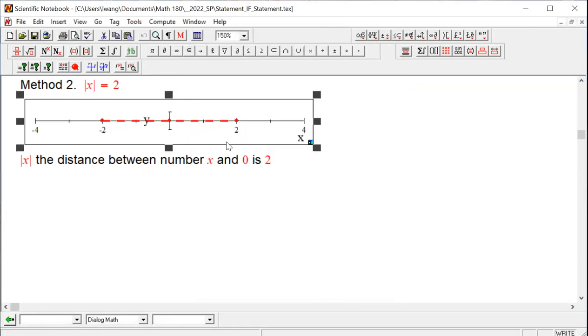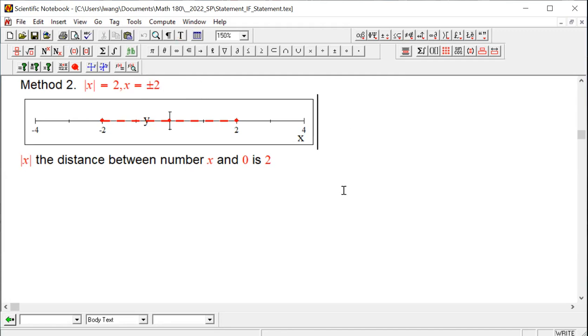Right there. So that's our solution, because the distance between 2 and 0 is 2. The distance between -2 and 0 is also 2. So as a result, our solution is +2 or -2.